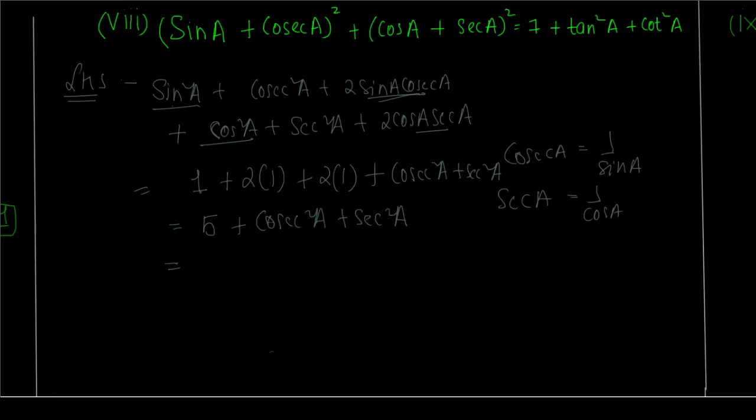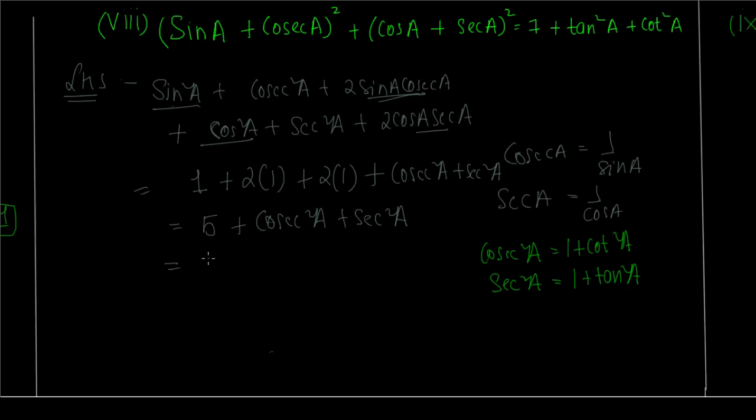Now you know two more identities. You know that cosec square A is equal to 1 plus cot square A, and you also know that sec square A is equal to 1 plus tan square A. Clear? So substitute these values here.